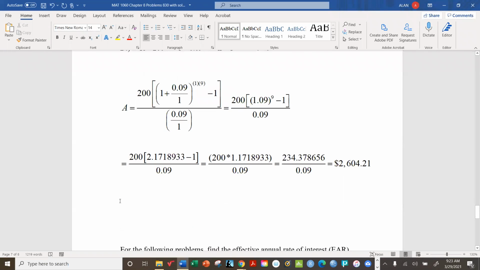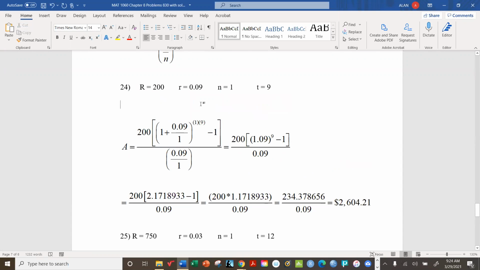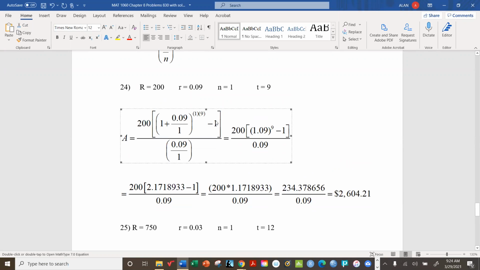Okay, now for 25, we're told that R is 750. Capital R, that is, lowercase r is 3%. So the repeated payment is 750. The interest rate is 3%. The compounding frequency is annually, and the time frame is 12 years. Okay, great. So now I can just copy this and just edit it, and we'll have what we need.